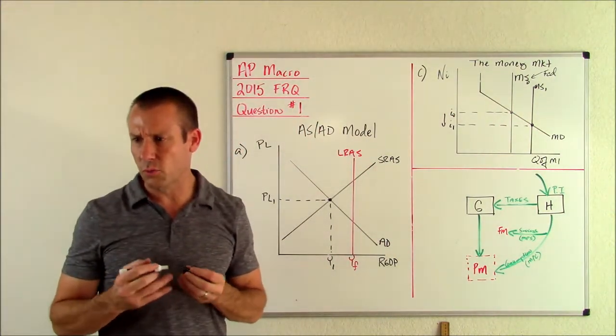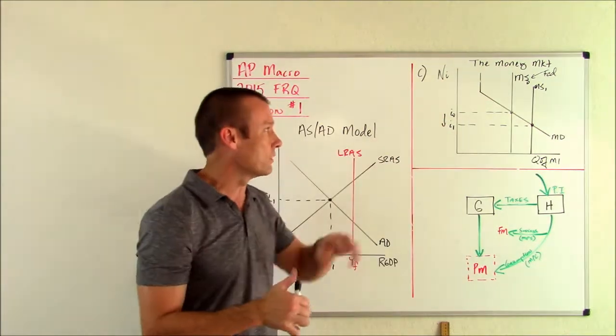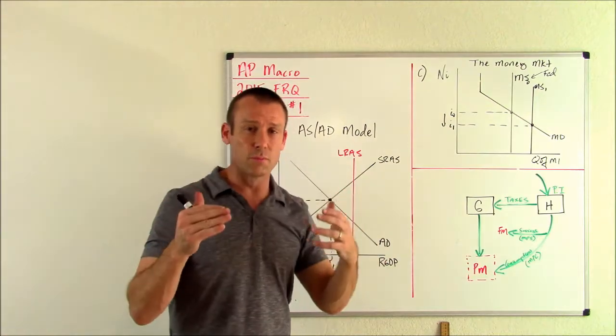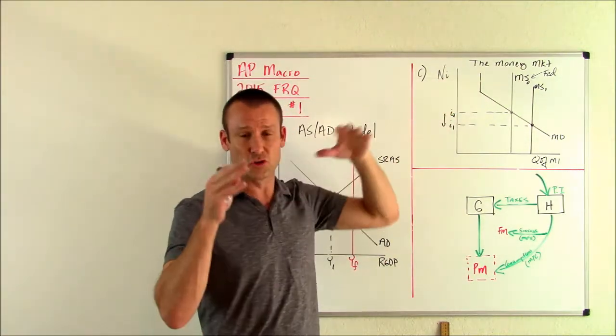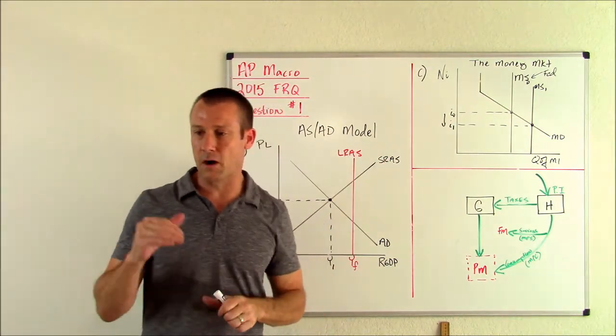Make sure we got all those points, we got them correctly labeled, and the impact on the nominal interest rate. They always want to know the impact on the nominal interest rate. When you do a money market, guys, pretty much every time we say show the impact on the nominal interest rate, we got that. It's going down. All right, D.